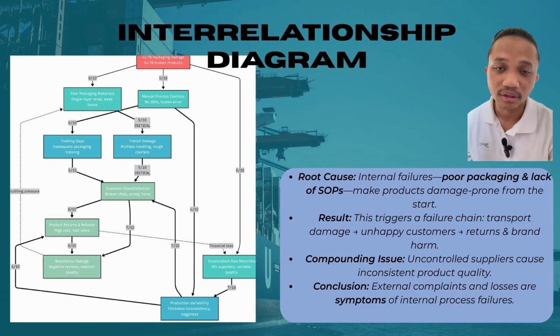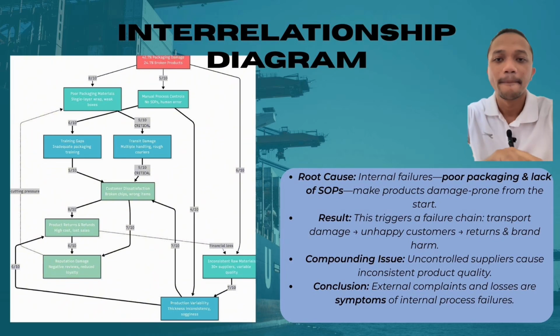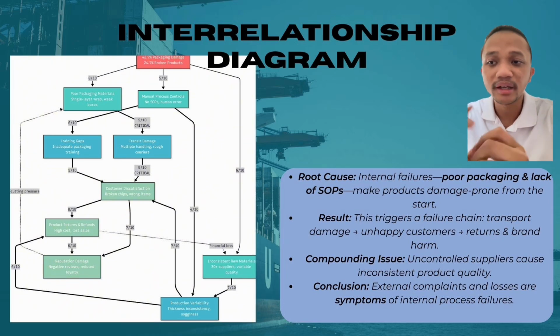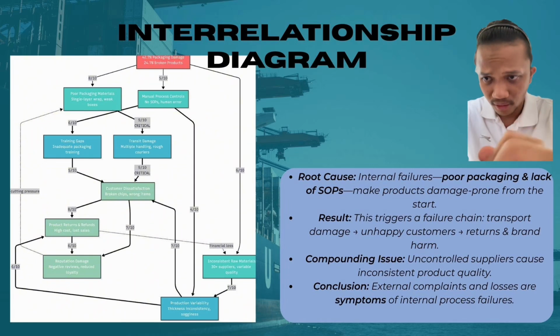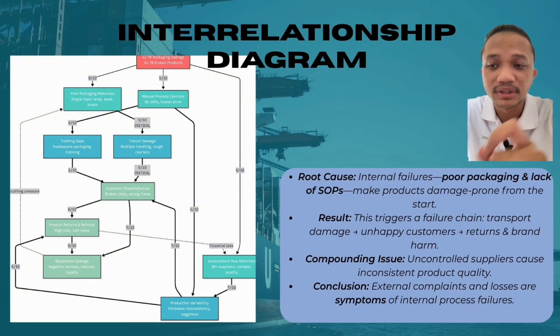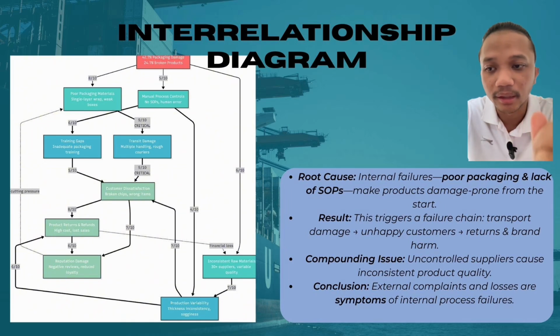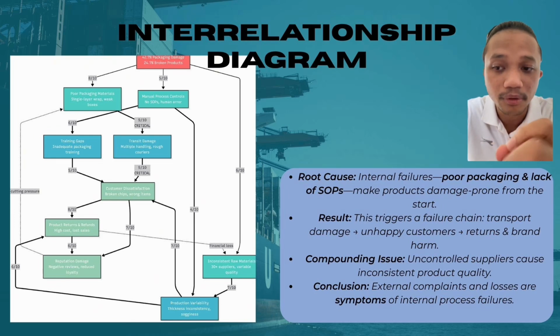Learning about the interrelationship diagram. Based on the diagram that we saw, our diagnostic findings reveal a critical insight. While external symptoms like tire damage and customer complaints are highly visible, they are not the root cause of Saleh Foods' operational headache. The primary failure originates internally, where the combination of inadequate packaging materials and the absence of standardized operating procedures creates a fundamentally vulnerable product.